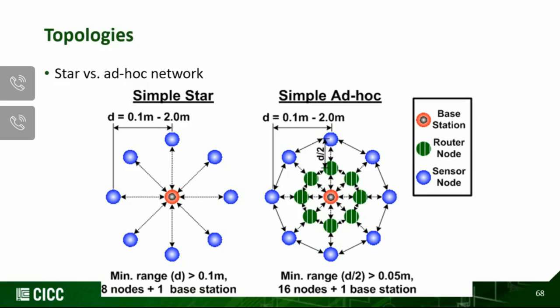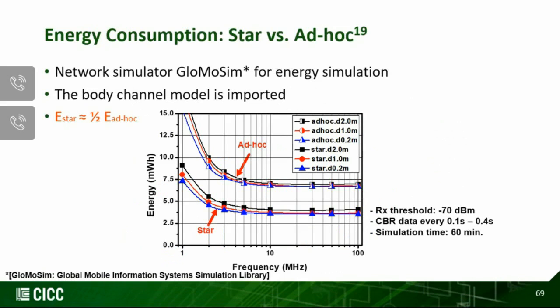Remember the body area network, typically the transmitting distance is less than 2 meters. And with the usage of BCC, body coupled communication, the path loss is much less compared with the wireless transceiver around the human body. With that, I have done simulations here using the network simulator. And here the assumption is as follows. We have the RX threshold of minus 70 dBm, and we have continuous bit stream data every 0.1 to 0.4 seconds, and simulation time is 60 minutes.